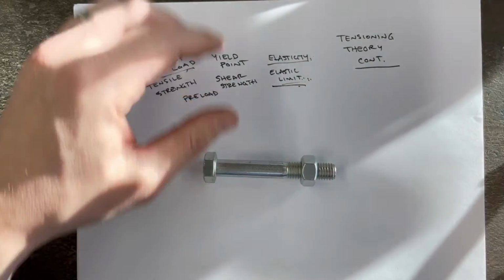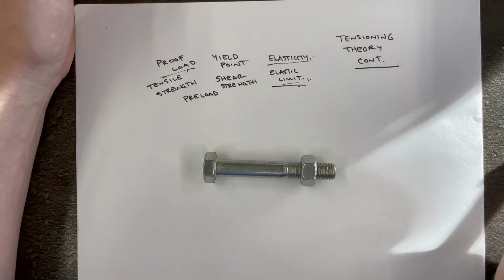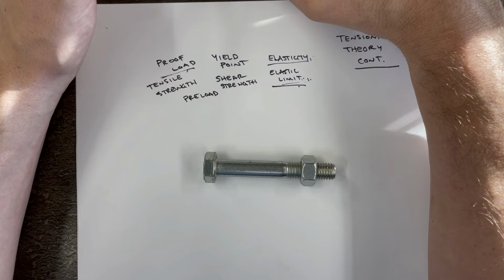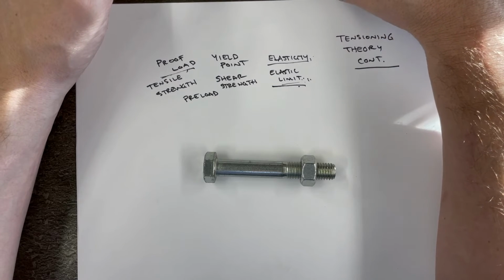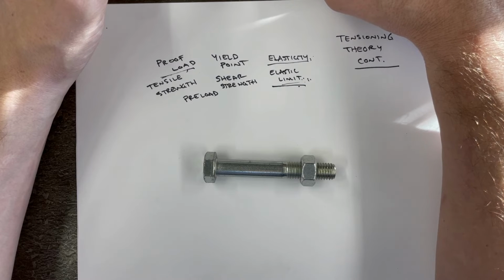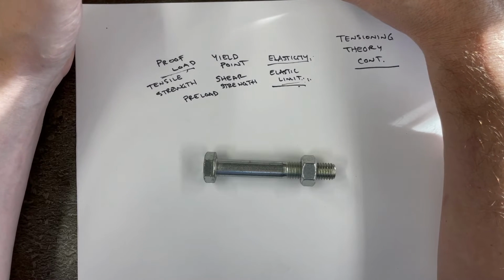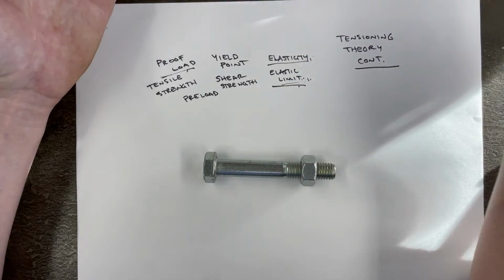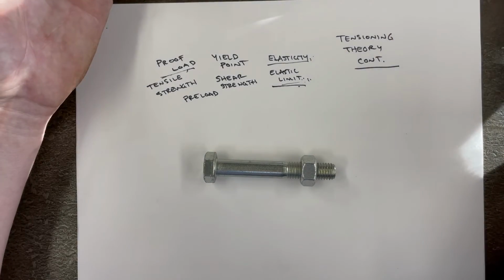Okay, so the yield point is another big one that we want to talk about. The yield point is the point in which a fastener suffers permanent deformation when a tensile load is applied. The yield point is just beyond the elastic limit of the fastener material and is lower than the ultimate tensile strength. The ultimate tensile strength is the point that it breaks completely.